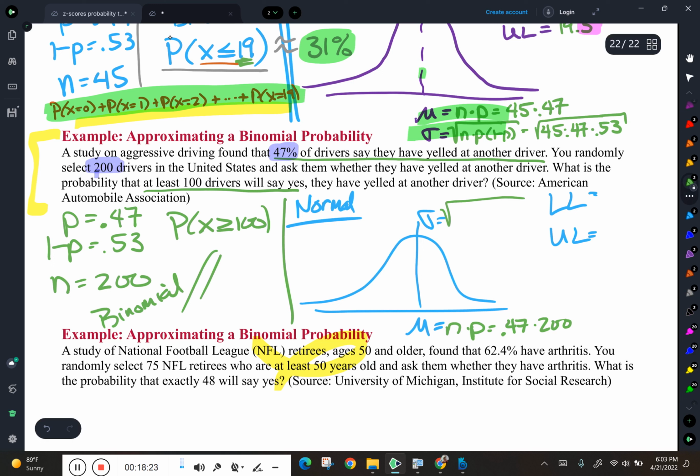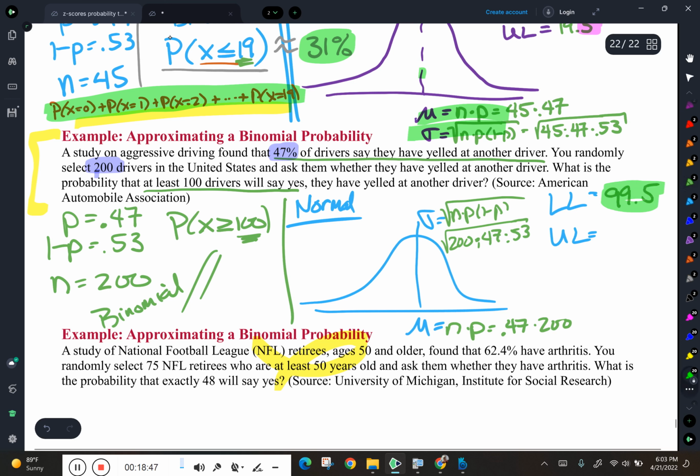Okay. My standard deviation is the square root of n times p times 1 minus p. So that's going to be the square root of 200 times 0.47 times 0.53. Ooh, that's a lower limit, isn't it? So then my lower limit is going to be 99.5. Where did that 99.5 come from? Well, this is a bottom of 100, but I always have to take the bottoms down and the tops up by a half because of that continuity correction business. So a half a unit down from 100 is 99.5, and I don't have an upper limit, so I'm just going to use a really big number for that.